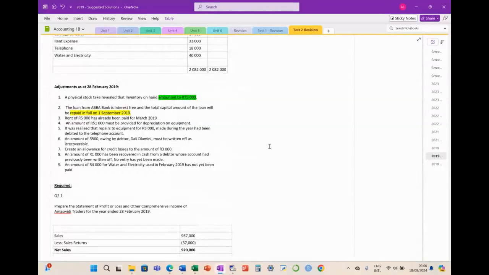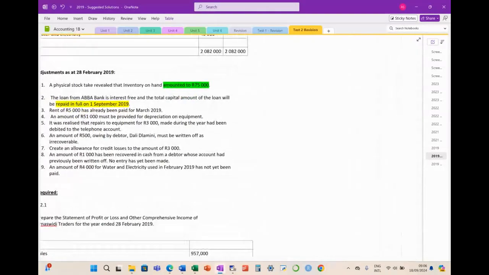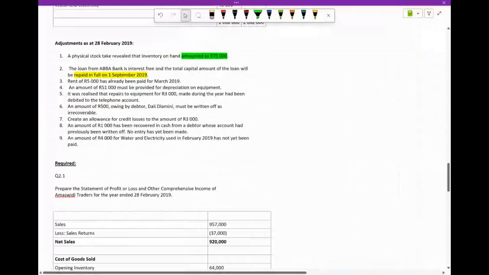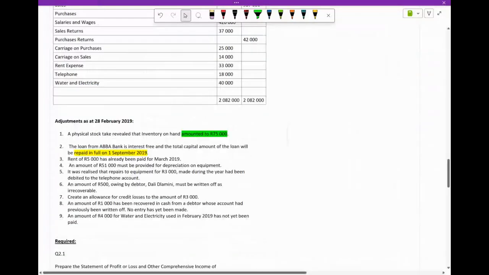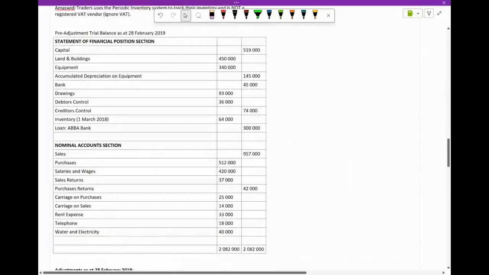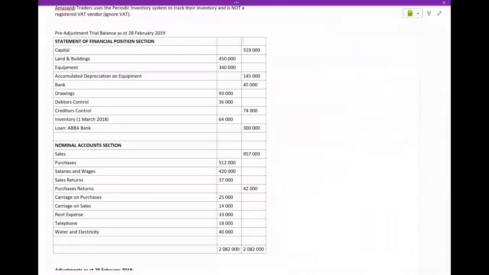So if we look at the adjustments, can you guys see though? Okay, right. So the first one, they say a physical stock take revealed that trading inventory on hand amounted to 75,000. Now, if we look, did we have trading inventory here? We didn't. But it also makes sense that we didn't because we are on the periodic, isn't it? So basically, they were just informing us as to what our closing inventory or trading inventory was. Okay? So we go on.